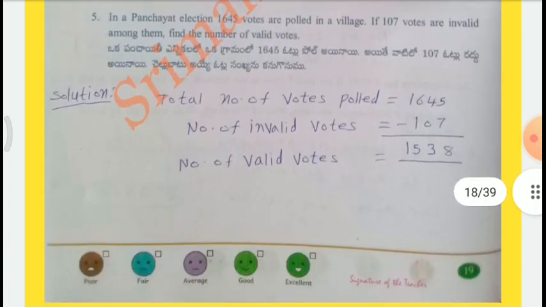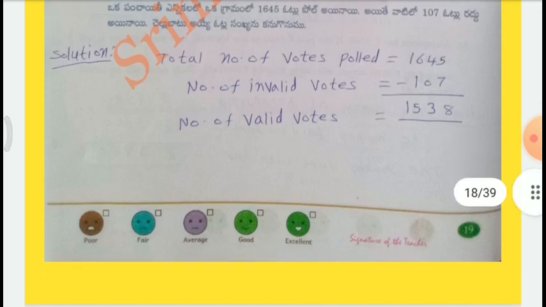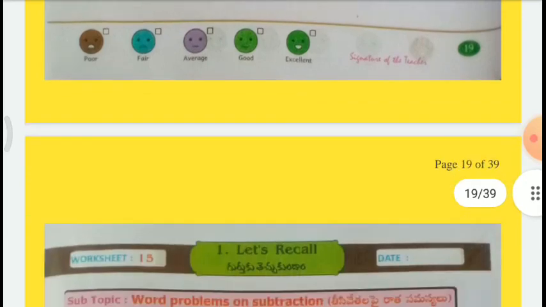In a panchayati elections, 1645 voters are polled in a village. If 107 votes are invalid among them, find the number of valid votes. Total number of votes polled, 1645. Number of invalid votes, 107. Number of valid votes, by subtraction we get 1538 votes.